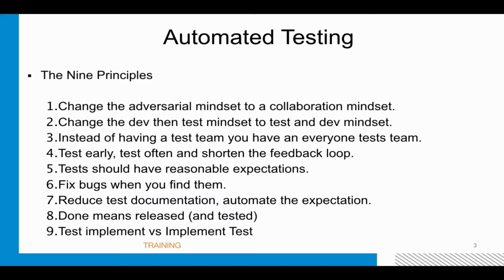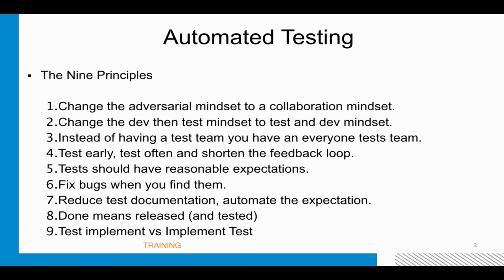Tests should have responsible expectations, right? Again, you need to make sure that the things that you define are reasonable, that are things that would have been checked anyway. She does a really good explanation in the video. Fix bugs when you find them. Reduce test documentation. Automate the expectation. A lot about TDD and done means released. We hear this over and over.